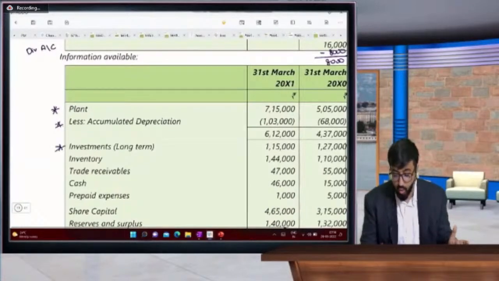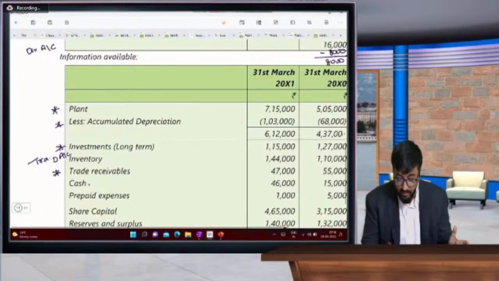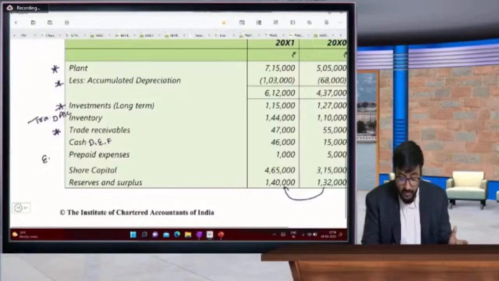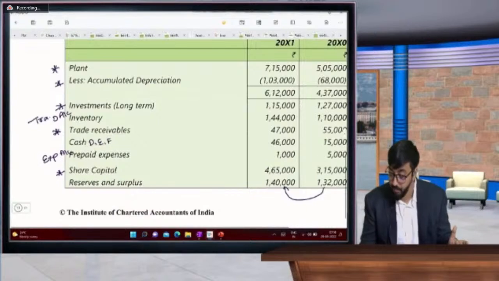Investment, we are going to open. Inventory, we will open that trading account. Trade receivable, we are going to open cash, that cash and cash equivalent. So this is again that DEF, we are going to record in DEF. Prepaid expenses, we will open expense account. Share capital, we are going to prepare.